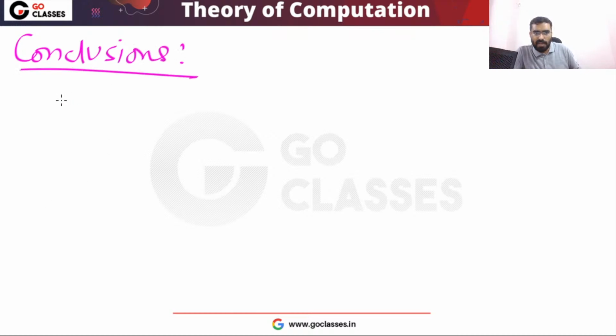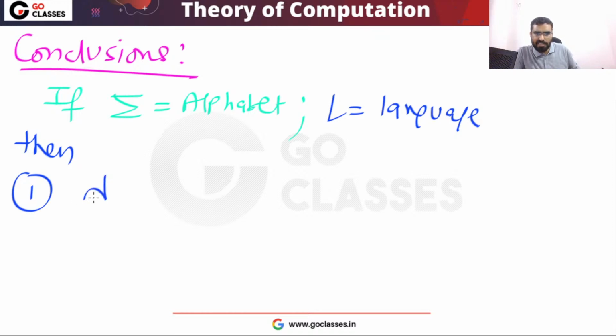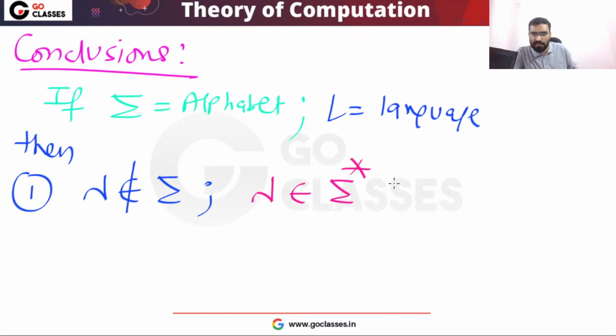You can notice that if sigma is the alphabet, and let's assume L is the language, then I can state some conclusions. First of all, empty string never belongs to sigma. Empty string never belongs to the alphabet. The second point is empty string always belongs to sigma star. And the third point is empty string never belongs to sigma plus.